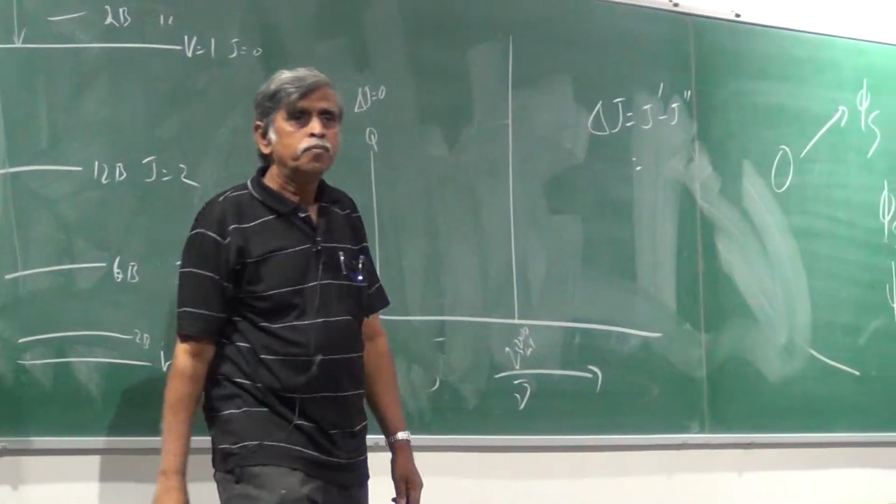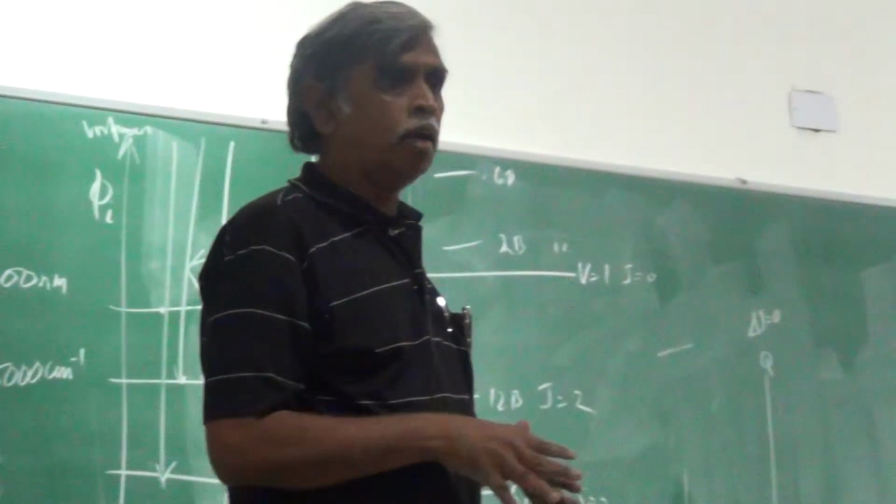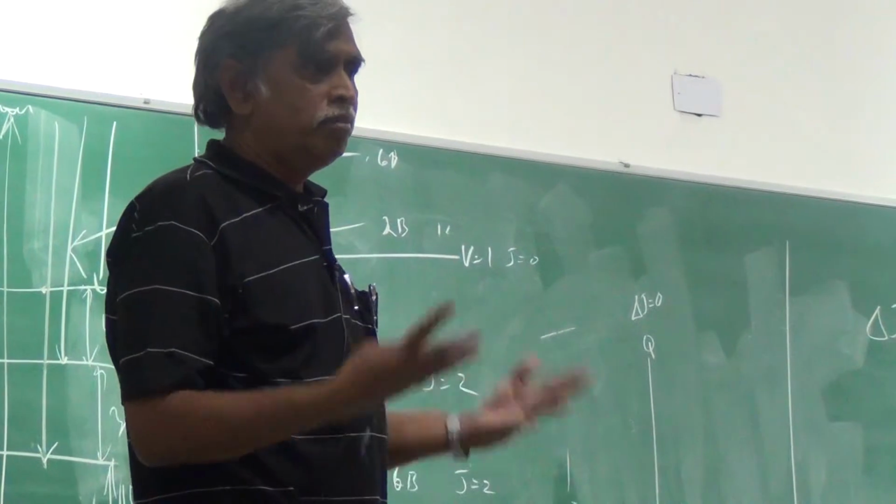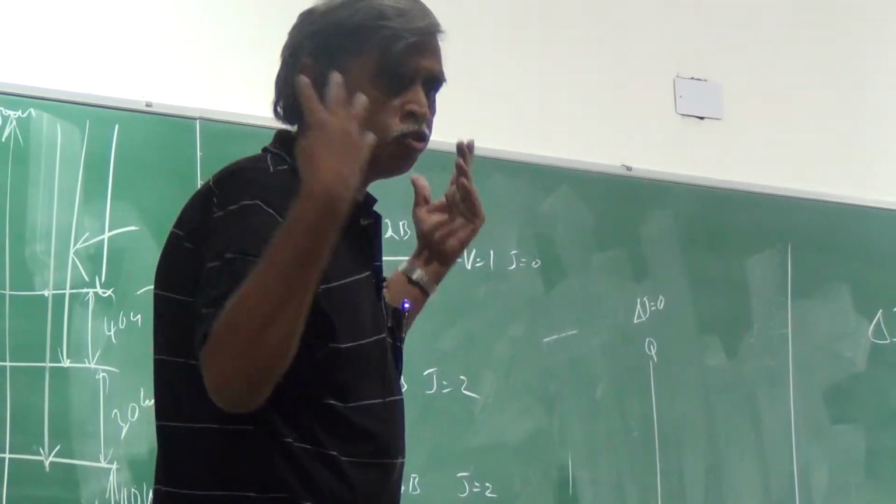So what's the selection rule for V in Raman spectroscopy? Pardon me? Selection rule for V. Oh, selection rule for V. Again, same harmonic approximation. If you have a harmonic approximation, then of course it's going to be delta V equals plus minus 1. If it's anharmonic, then everything goes.